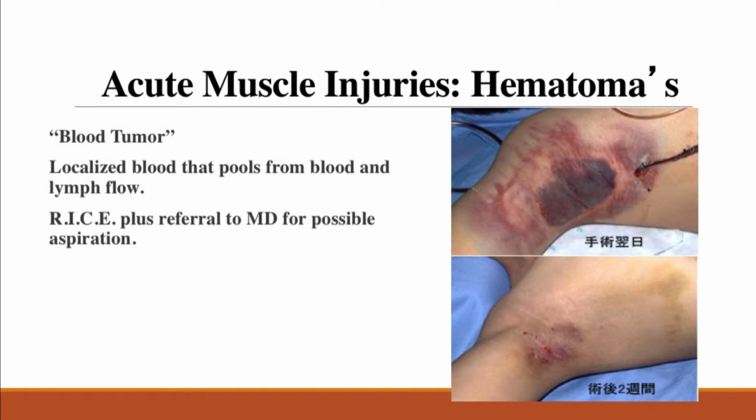Utilize the RICE approach, and if the hematoma is quite large and painful, refer the student athlete to a physician for possible aspiration of the blood.